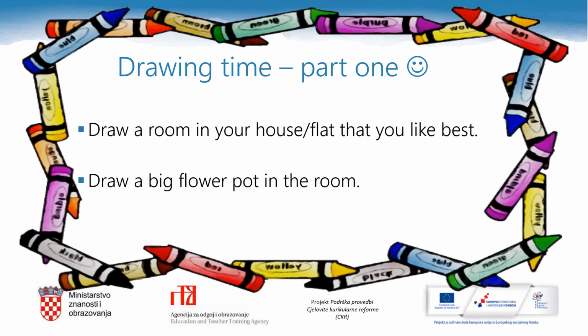Now take your paper and colored pencils or crayons. You will make your own silly picture. Draw a room in your house or a flat that you like best. Draw a big flower pot in the room. Pause the lesson for this. You will continue your drawing later. Let's go on with the lesson.